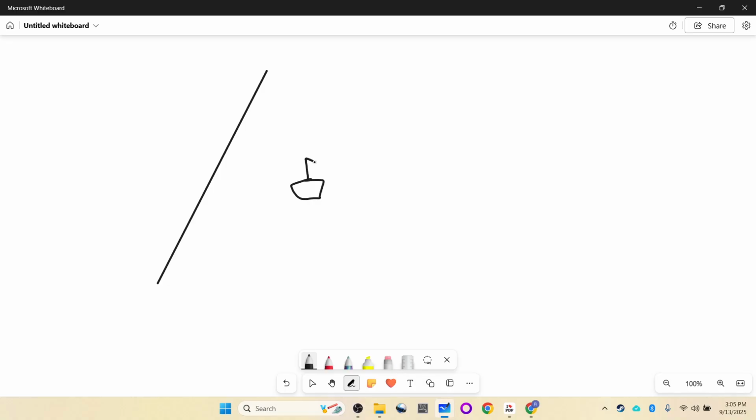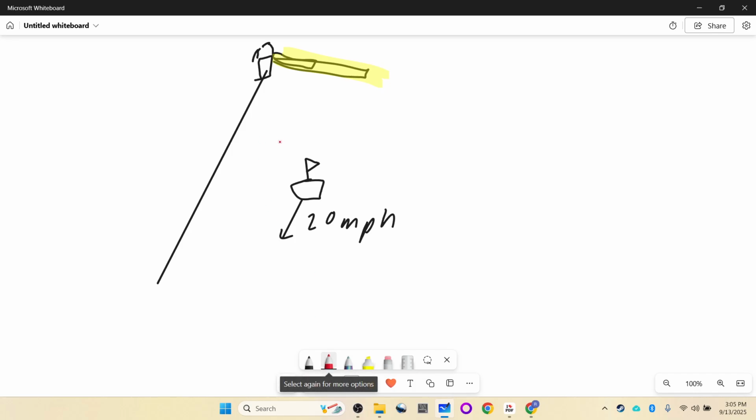Ship. And it is traveling parallel to the shore at a speed of 20 miles per hour. Now, let's say over here there was a lighthouse. Something like that. There's a bright light that way. And they gave us some parameters. They named them. They said the distance from the boat to the lighthouse is S. So we'll call that S.